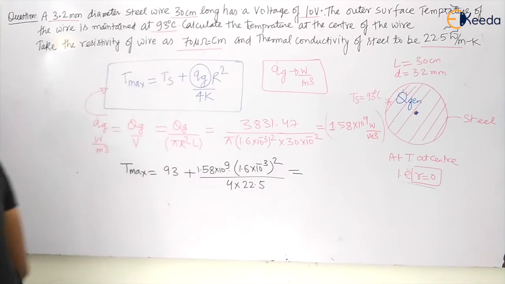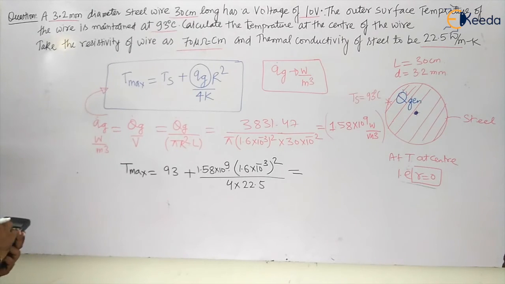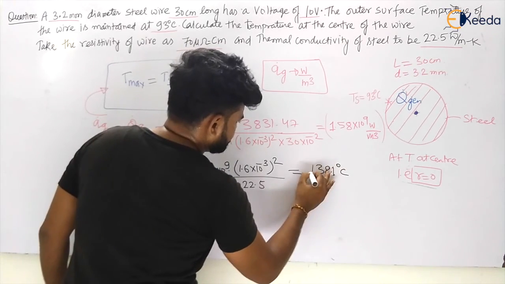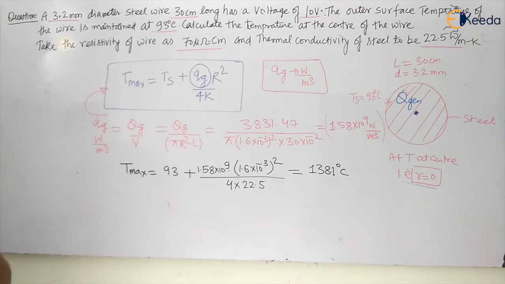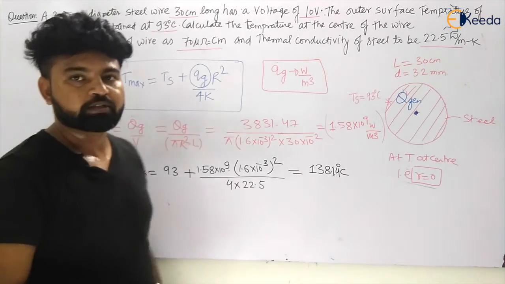Let us solve this. So the T maximum will be equal to, solving this, 1.58 into 10 to the power 9 multiplied by 1.6 into 10 to the power minus 3 whole square divided by 4 into 22.5 plus 93. So this will be equal to 138.14, my dear students. 138.14 degree Celsius. So this will be the maximum temperature in the wire.